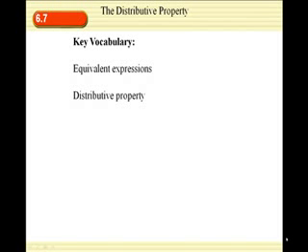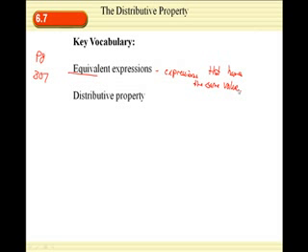All right, 7th graders, it's time to do some distributive property, page 307 in your book. Page 307. So let's take a look. We have two vocabulary words. Equivalent expressions. Equivalent is the fancy word for equal, so it's expressions that have the same value.